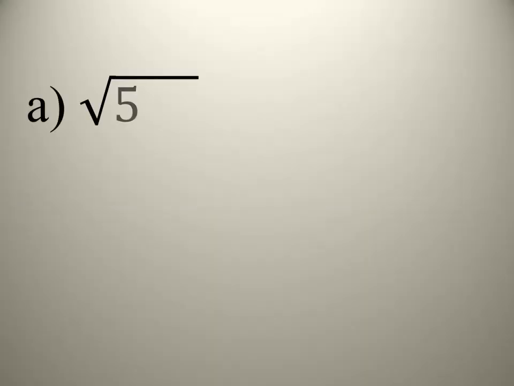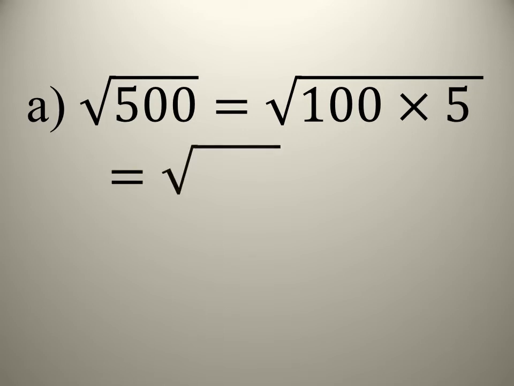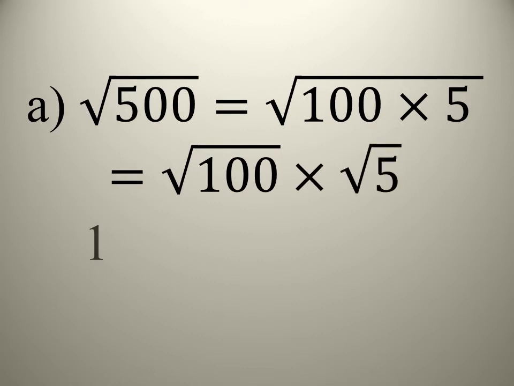a. Root 500, which is equal to the square root of 100 times 5, which is the same as the square root of 100 times the square root of 5. The square root of 100 gives us 10 times the square root of 5. We have our answer: 10 root 5.